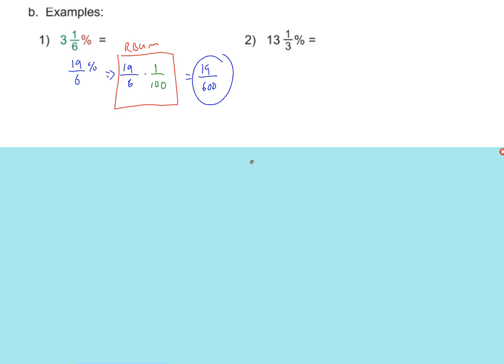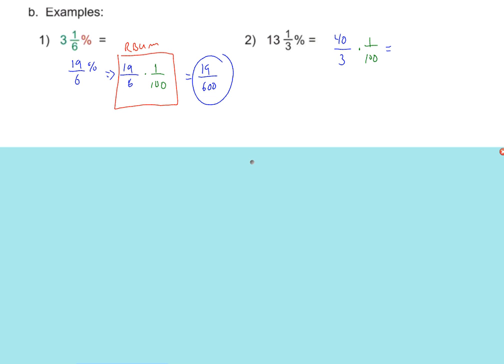All right, so second one, 13 1/3. So 13 times 3 is 39, and 1 is 40. And we have 40/3 times our 1 over 100. Again, whenever dividing by 100 or multiplying by 1 over 100, we have now done the percent. The symbol is no longer there.